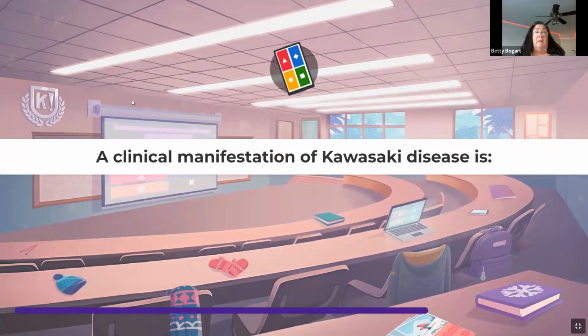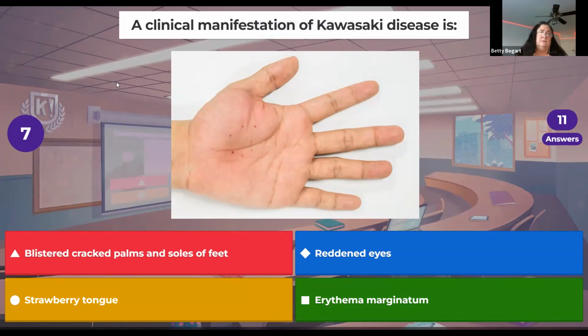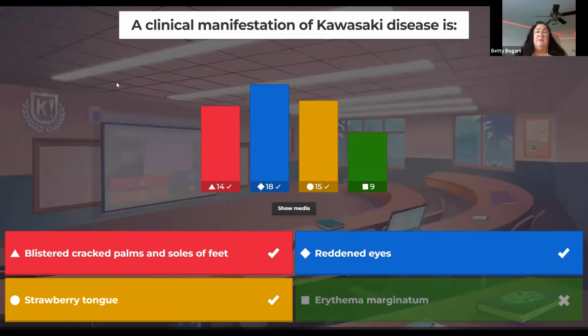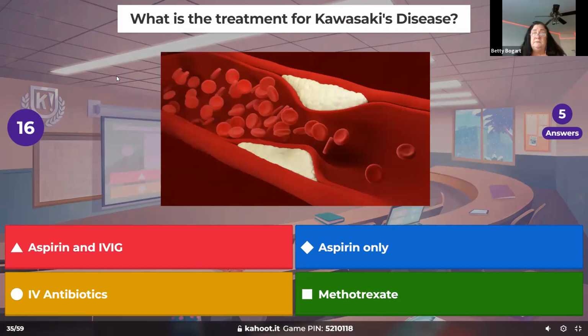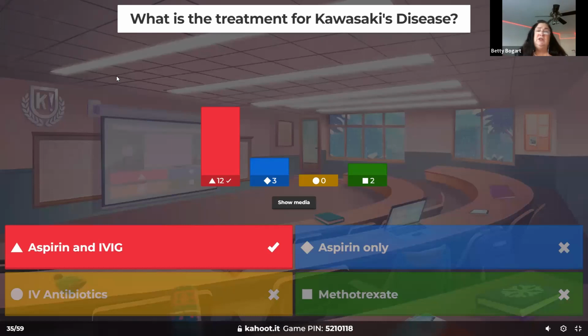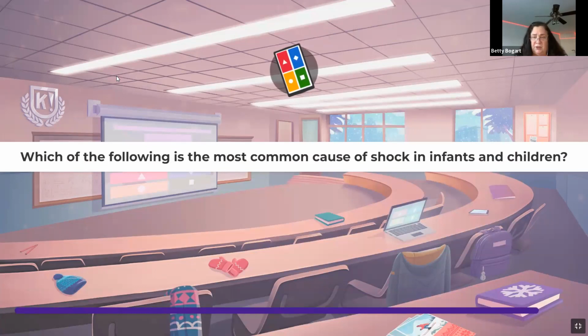A multi. A clinical manifestation of Kawasaki disease. It's basically a little of everything, but it's a different type of rash. It's not those big demarcated rashes, those little petechiae-looking little rashes. What is the treatment for Kawasaki disease? Aspirin and IVIG. Absolutely. We're going to help the immune system, and the aspirin is to prevent clots. Good job. Which of the following is the most common cause of shock in infants and children?